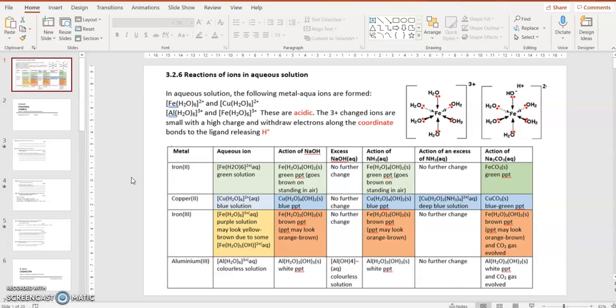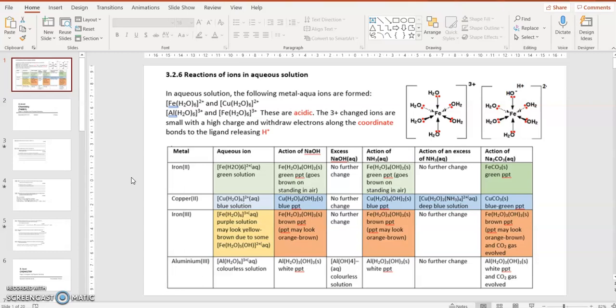Now, iron 3 and aluminium, they're acidic. They withdraw electrons towards themselves along the coordinate bonds. So they're Fe3 plus and Al3 plus, and they withdraw electrons towards the metal ion, because of the 3 plus charge, and it breaks some of the bonds in the water. So some of the waters, instead of being waters H2O, become OHs and release H pluses.